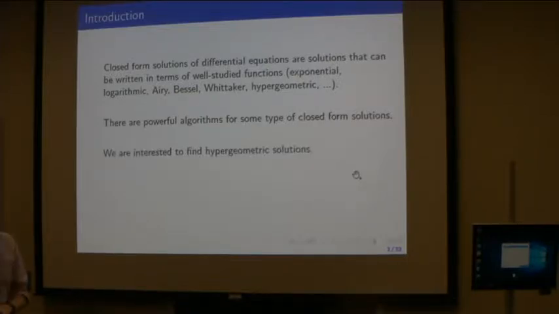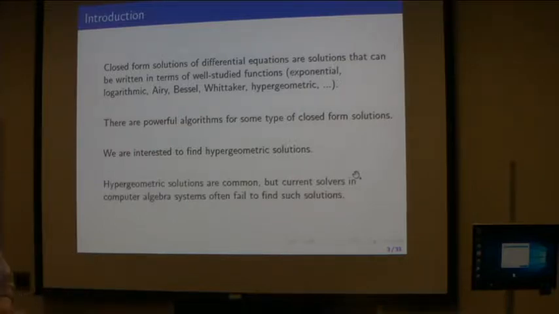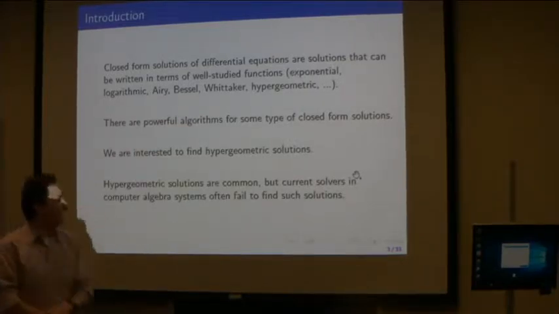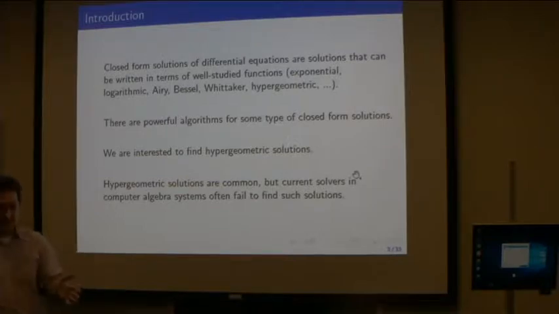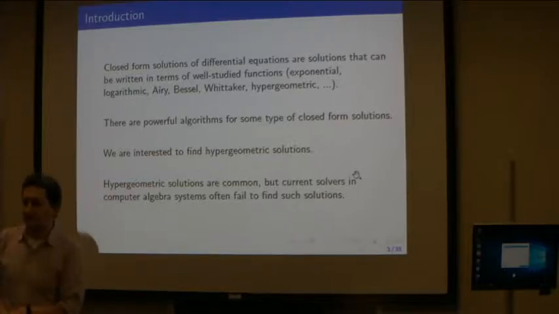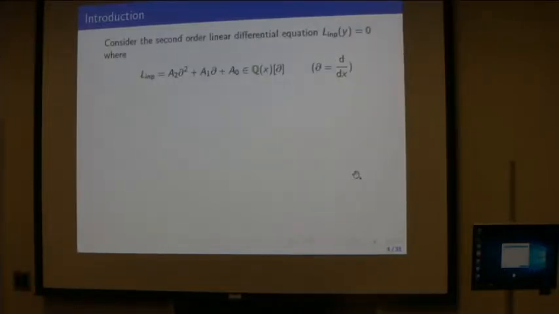Why? Because in the current computer algebra systems, solvers are not complete. There are hypergeometric solutions, but some of the solvers in current computer algebra systems cannot find those solutions. Even if a given differential equation has hypergeometric solutions, these solvers fail to find those solutions. So let me define what hypergeometric solutions are.